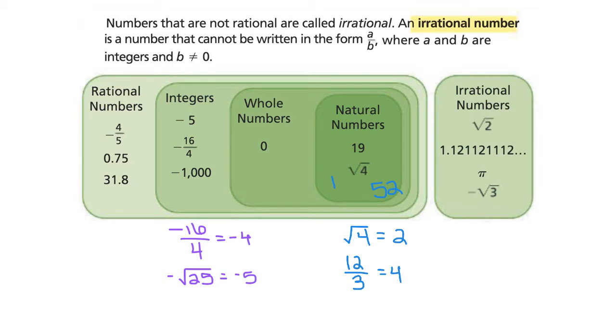And then rational numbers are all numbers that can be written as a fraction, -4/5. We also have decimals, 75 hundredths, that is 3/4. 31 8/10, that is also a rational number. We need to remember that when we have rational numbers, not only are we dealing with our numbers that can be written as fractions, but we have our terminating and our repeating decimals.